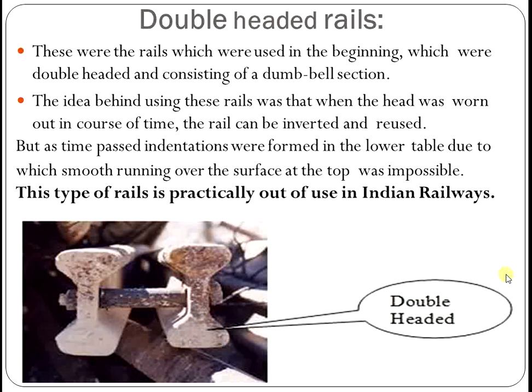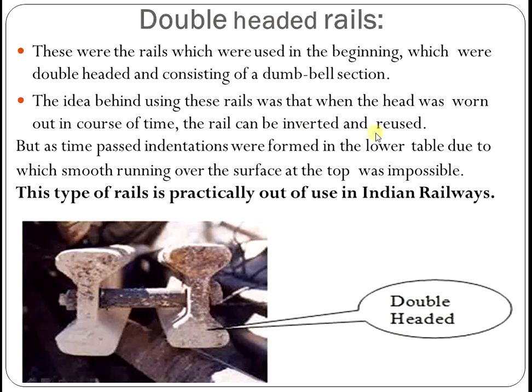First type, double-headed rails. These were the rails which were used in the beginning, which were double-headed and consisted of dumbbell sections. The idea behind using these rails was that when the head was worn out in course of time, the rail could be inverted and reused.